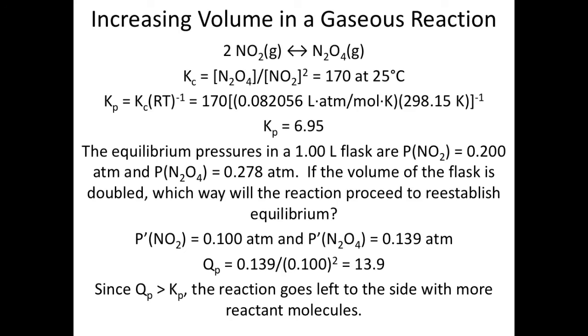So if I double the volume, I'm going to divide each of the pressures in half. So the pressure of the NO2, the new pressure, is 0.1 atmospheres, and the new pressure of the N2O4 is 0.139 atmospheres. When we finish the calculation, we find that Qp is 13.9, and comparing that to the Kp above, so Kp is 6.95, is less than the Qp here.